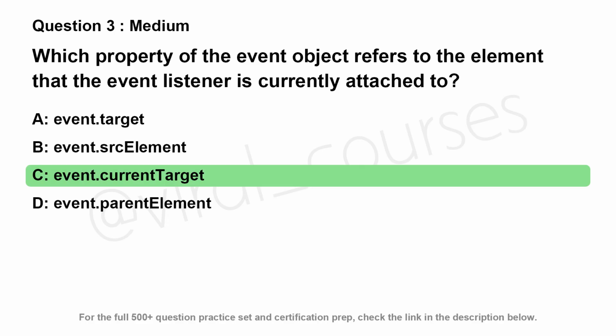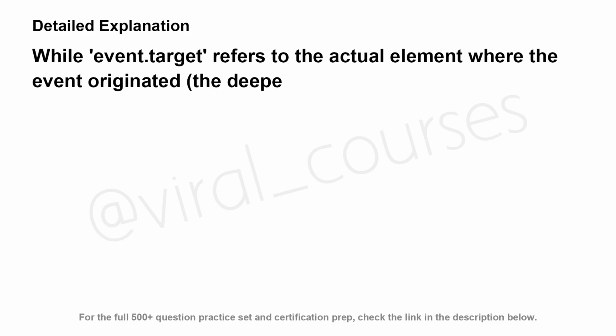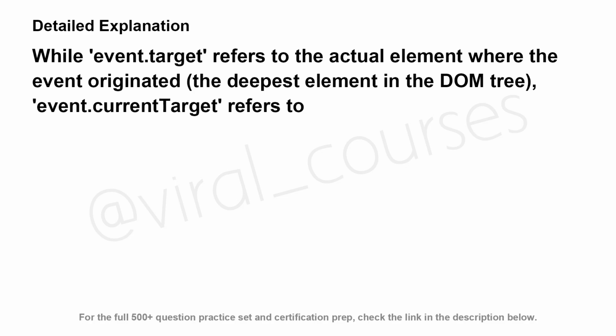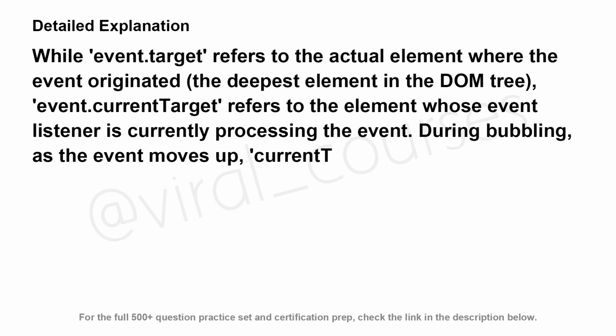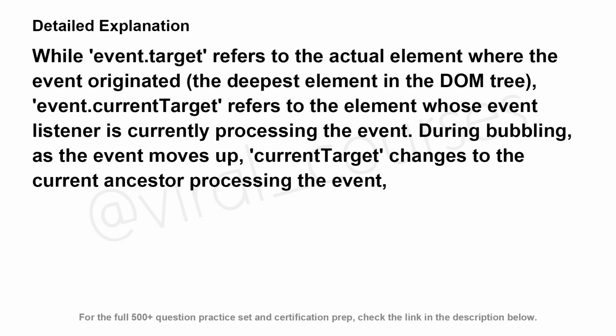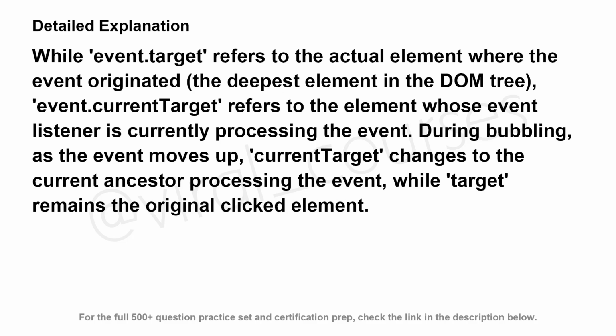The correct answer is C. While event.target refers to the actual element where the event originated, the deepest element in the DOM tree, event.currentTarget refers to the element whose event listener is currently processing the event. During bubbling, as the event moves up, currentTarget changes to the current ancestor processing the event, while target remains the original clicked element.